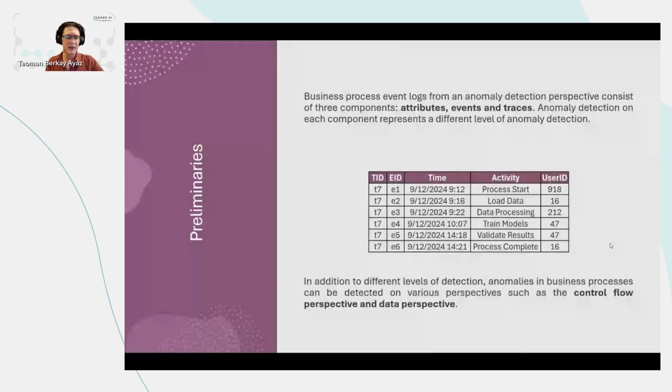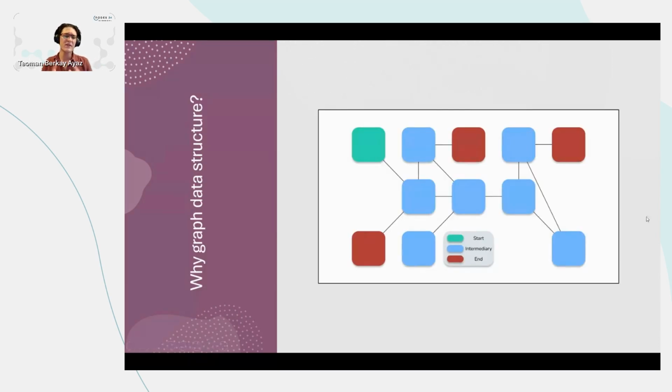And the data perspective is essentially any field that is related to the data attributes of the event logs, such as the user ID field there, as an example. The main reason why we focused on the usage of graph data structure is because business process event logs can naturally be aligned with the graph data structure.